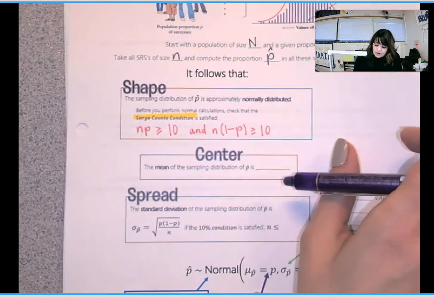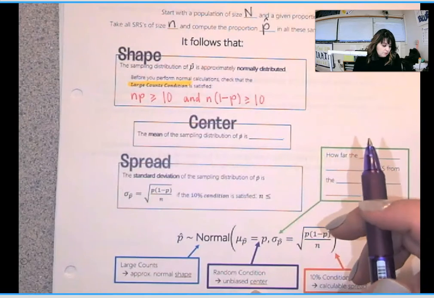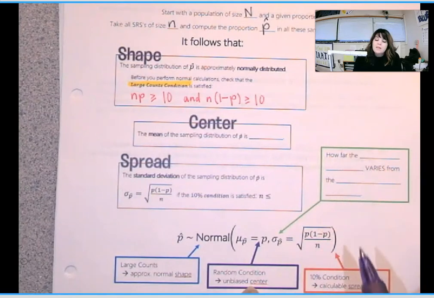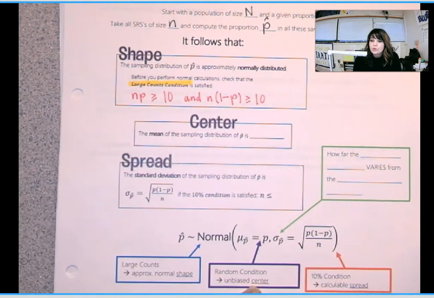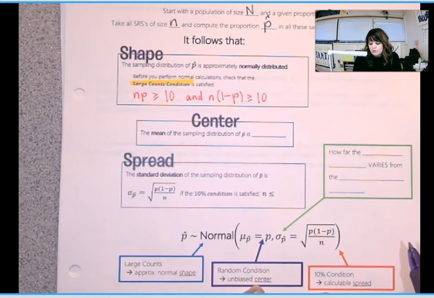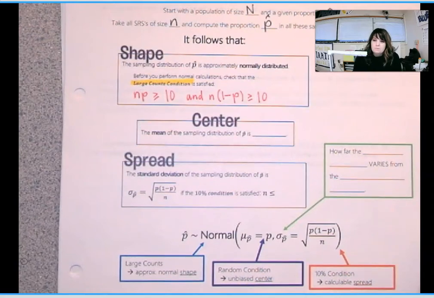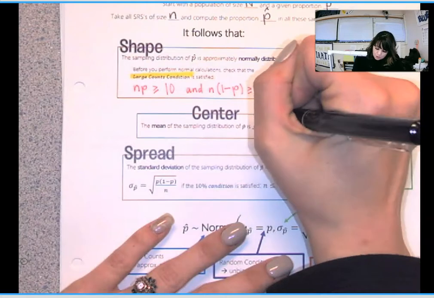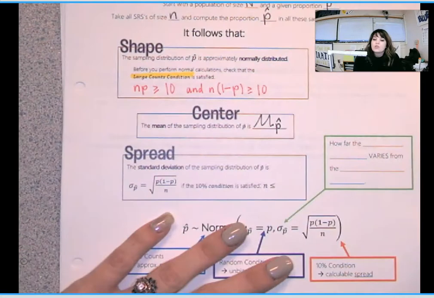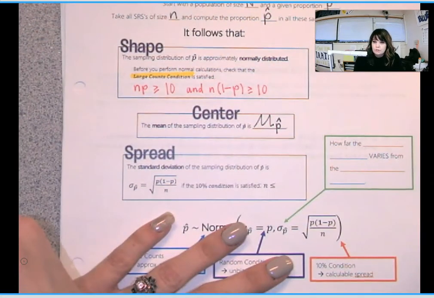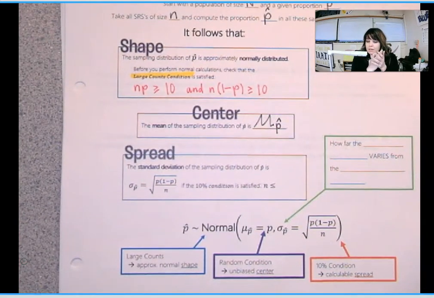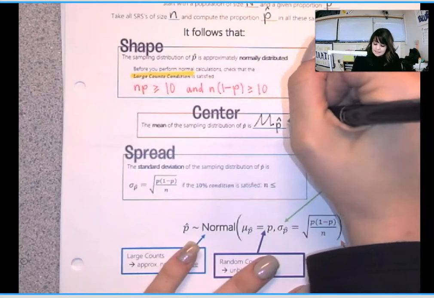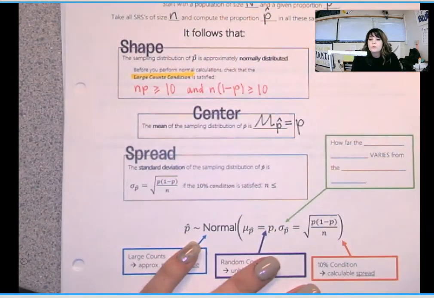The mean of our sampling distribution would be equal to the true value of the proportion. So remember, this has some fancy subscripts. What they're saying here is mu sub p hat, so the average sample proportion. We take all of our p hats, add them together, and divide by the number of samples. This is going to be equal to the true proportion.